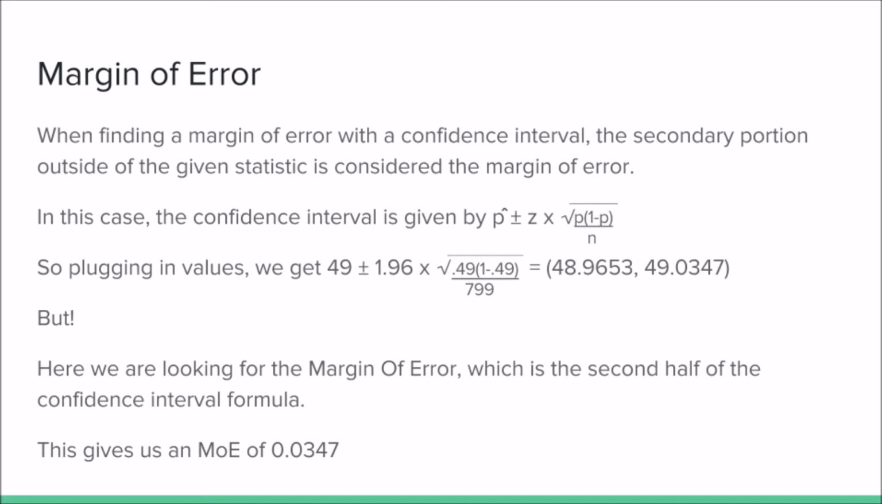And the formula is the square root of p times 1 minus p over n. In this case, p equals 0.49 and n equals 799. Plugging in these values along with the given percentage of 49, we're given the confidence interval on the slide. But we aren't looking for the confidence interval, we're looking for the margin of error, which is 0.0347.